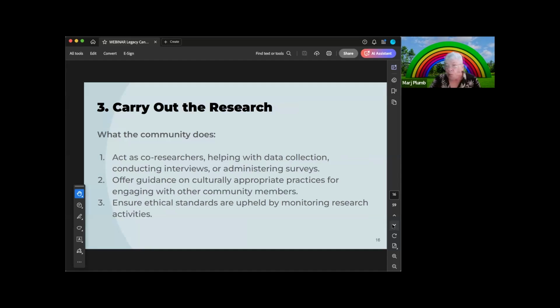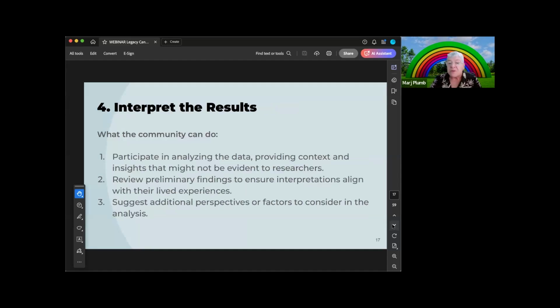Next slide. When it comes to interpreting the results, the community can participate in analyzing data, providing context and insights that might not be relevant or evident to researchers, can review preliminary findings, and really make sure that interpretations align with the lived experiences of the community members, suggesting additional perspectives or factors to consider in the analysis.